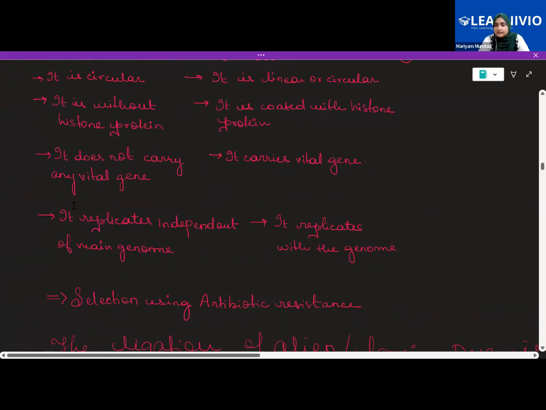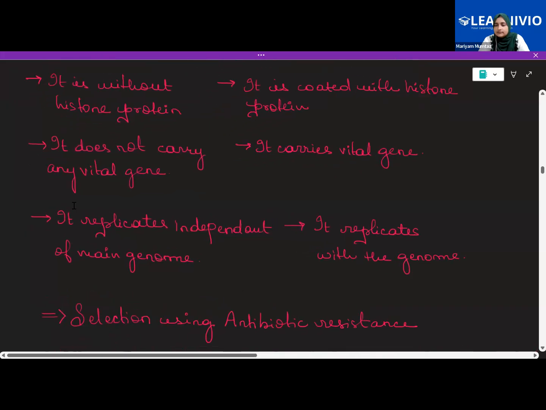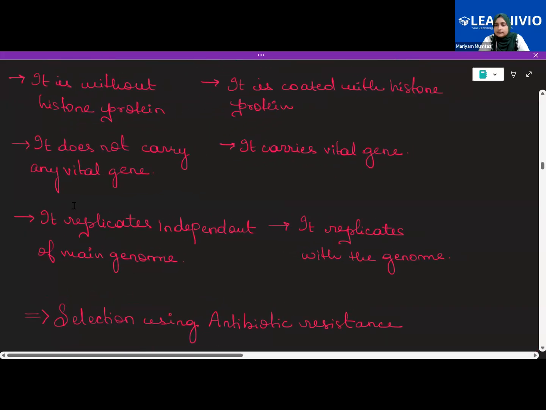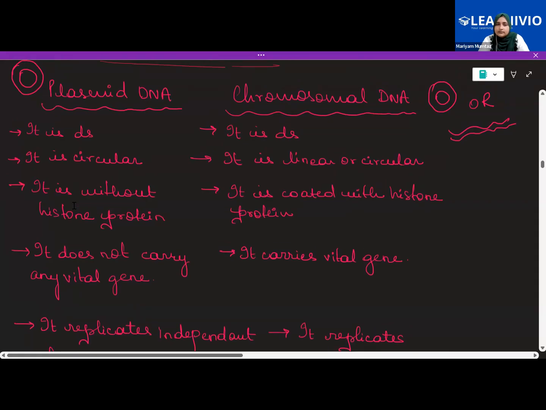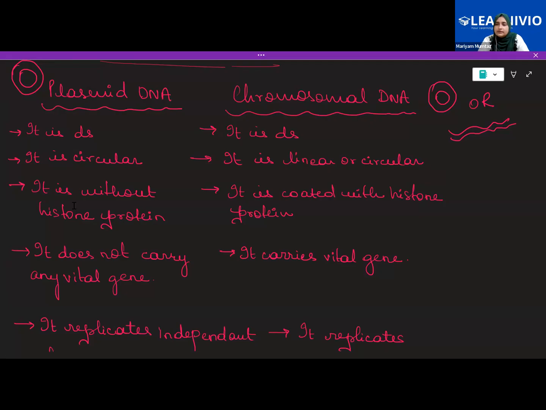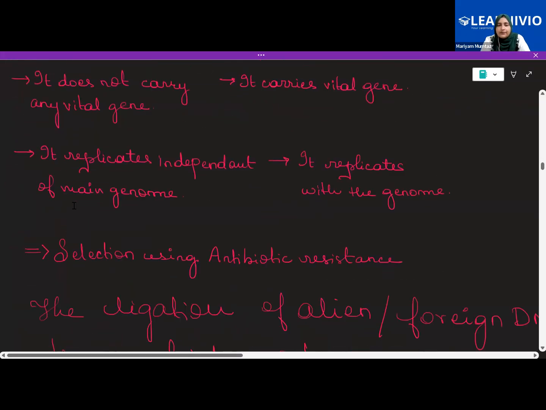Clear? Ma'am, how is the plasmid double-stranded? Two strands are there, no? Because it's DNA. The two strands don't have to be straight. Two circles, okay, means double-stranded. Understood? It's circular, in one circle, two circles.